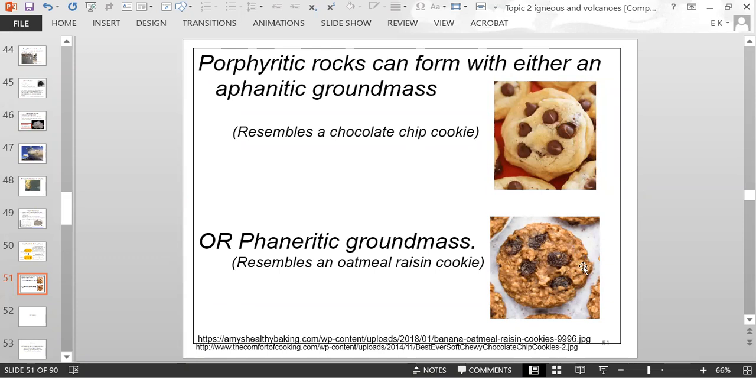If the matrix or ground mass were phaneritic, meaning coarse-grained, that resembles more of an oatmeal raisin cookie. So you have the raisins, which are the phenocrysts, and then the rest of the cookie, the ground mass, you see the oatmeal pieces in there. But the oatmeal pieces are smaller than the raisins. Okay, so I think of the porphyritic rocks kind of like cookies.